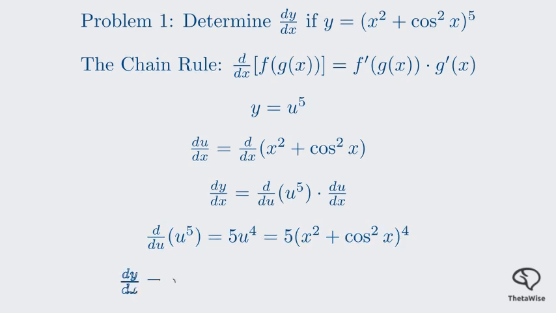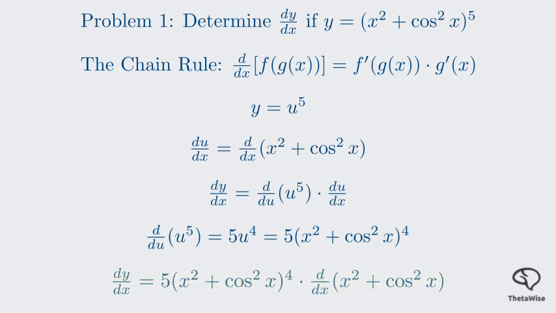Next, we need to multiply this by the derivative of the inner function. So we need to find the derivative of x squared plus cosine squared of x. Let's look at the derivative of the inner function. The derivative of x squared is 2x. That's straightforward. Now for the derivative of cosine squared of x. We must apply the chain rule again.